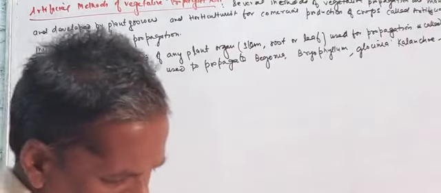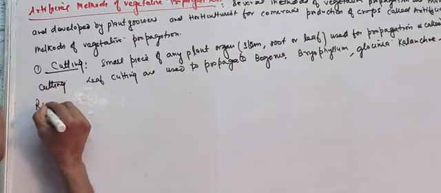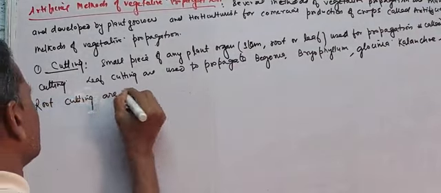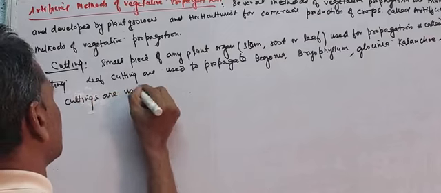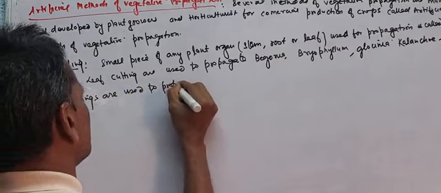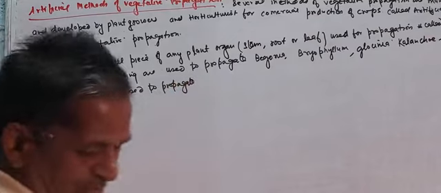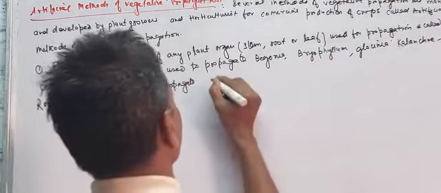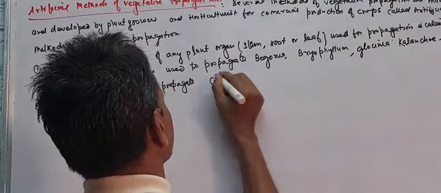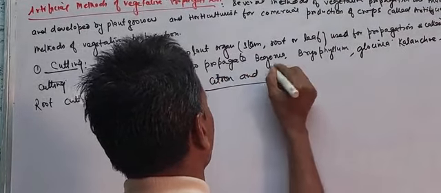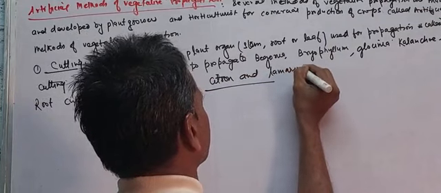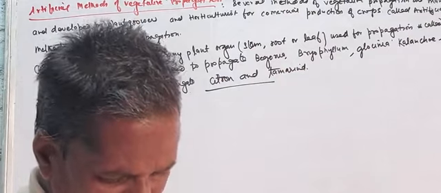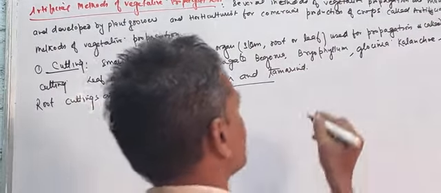Root cuttings are used to propagate citron and tamarind.